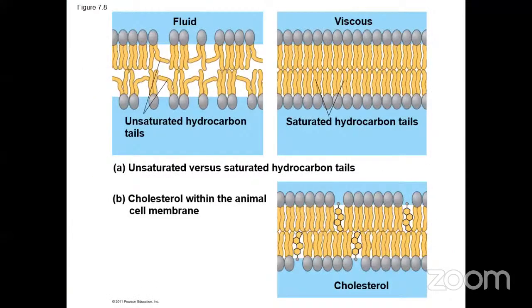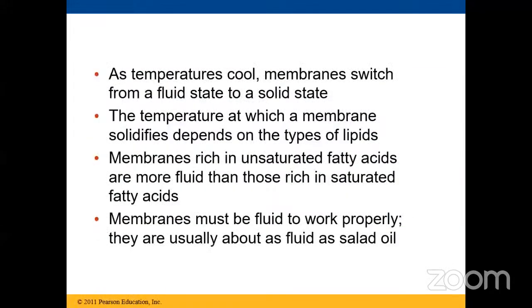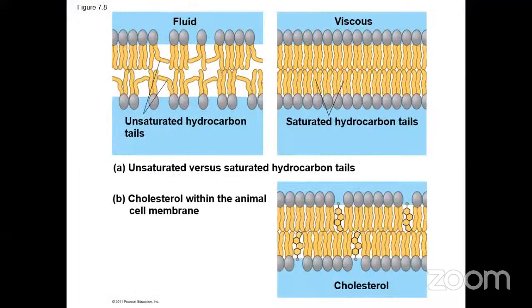So this is what I was discussing. Like when there is a double bond, you will see a bend here. So when there is a bend, the other fatty acid chain cannot come and fit here, right? Therefore the fluidity of the membrane will increase. But if you have saturated fatty acids, they are tightly packed and there will be no fluidity.